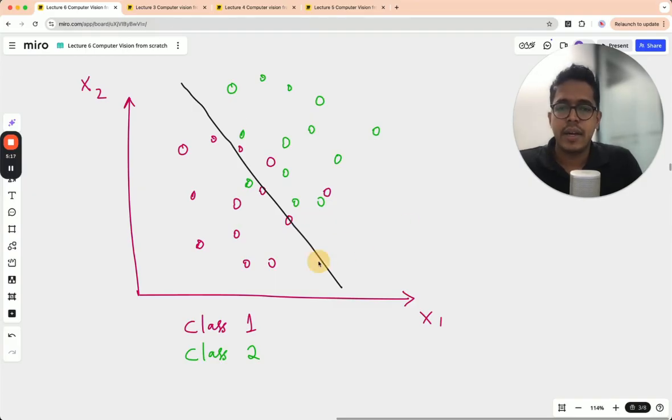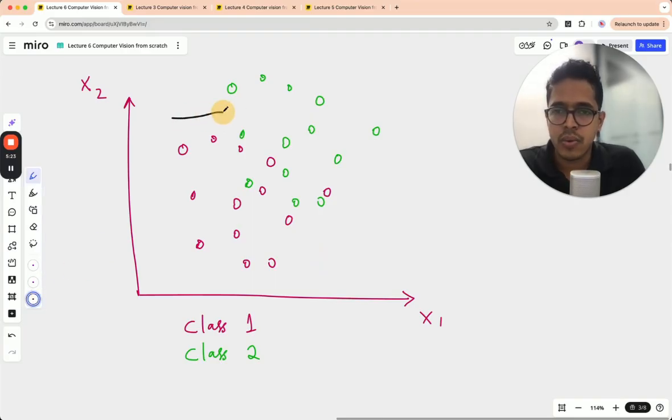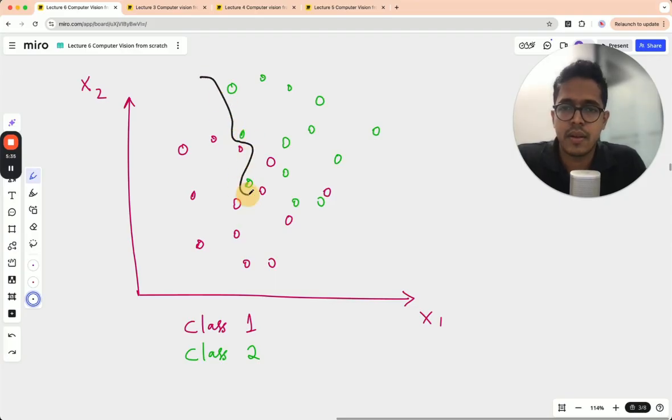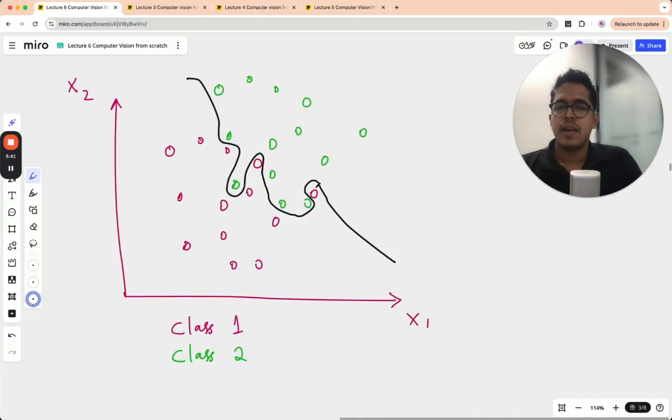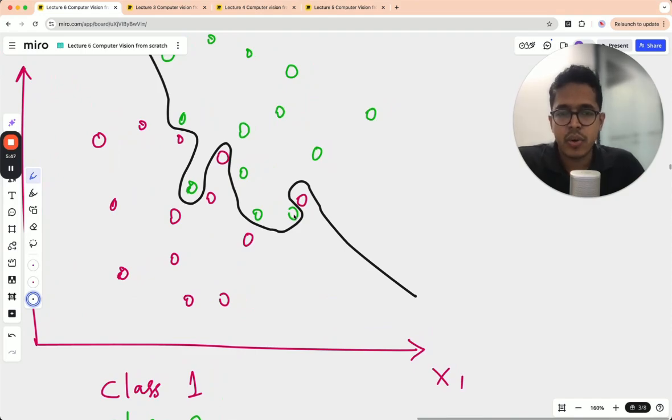Now let us look at an overfit model. An overfit model may look something like this. Its decision boundary may be going like this. Sorry, this should be part of this. So this may be the decision boundary of an overfit model. Can you tell me the problem with this model? See, these two points are very close to the decision boundary. If the weights are big, that's when slight changes in input cause big change in output.